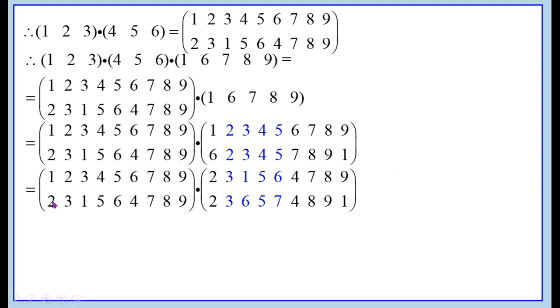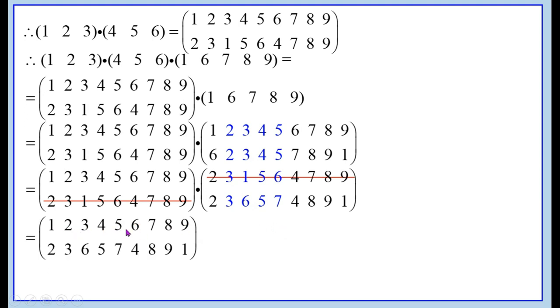Now we can cancel the second row of the first permutation and the first row of the second permutation. Therefore, the product becomes 1 2 3 4 5 6 7 8 9 over 2 3 6 5 7 4 8 9 1. So, this is the product of the three given cycles. Here 1 goes to 2, 2 goes to 3, 3 goes to 6, 6 goes to 4, 4 goes to 5, 5 goes to 7, 7 goes to 8, 8 goes to 9, 9 goes to 1.